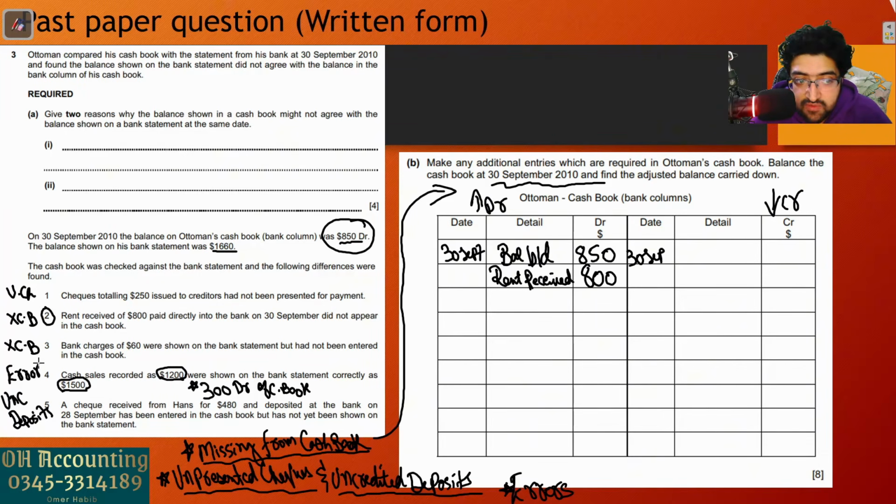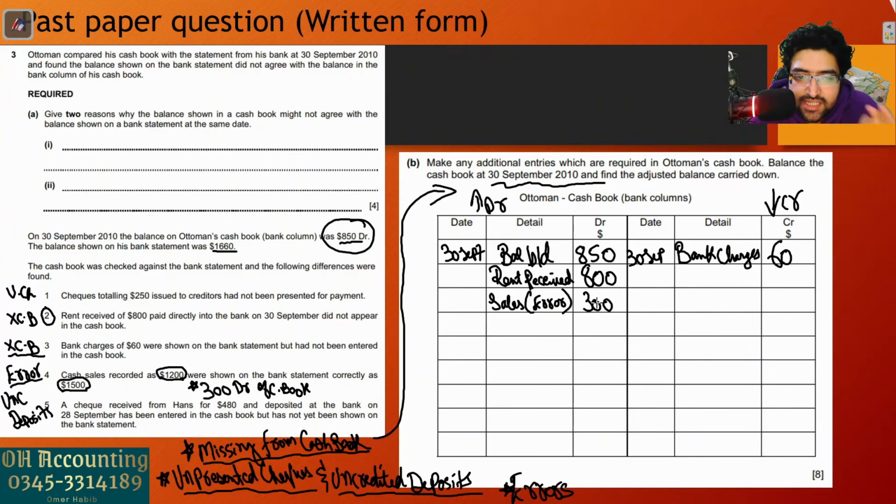Third one, bank charges. I have to include the third one as well. Why? Because I have identified this earlier as missing from the cash book. So bank charges of 60 were shown on the bank statement but had not been entered in the cash book. So 60 on the credit side because you pay bank charges. You don't receive bank charges, you pay charges to the bank. So in details you can write bank charges. Okay? And then finally this error for which we were supposed to debit the cash book by 300. Now you can write sales and you can write error in brackets in front of this.